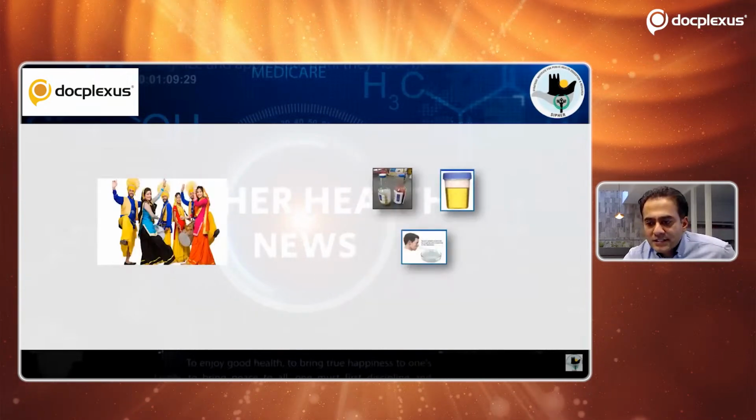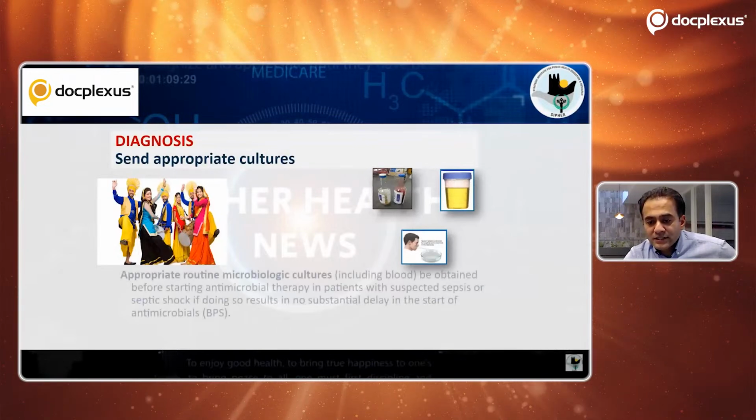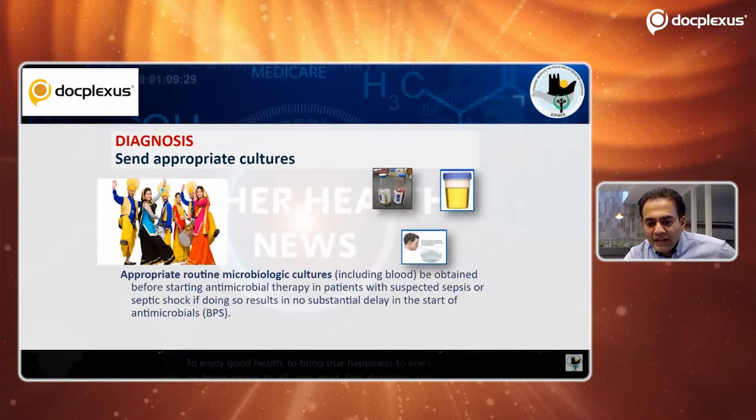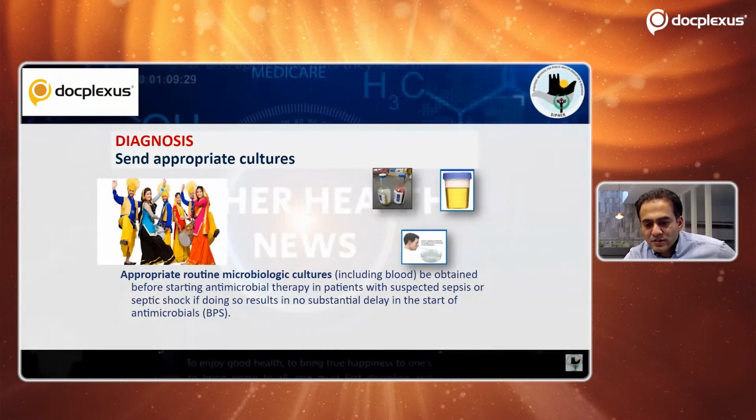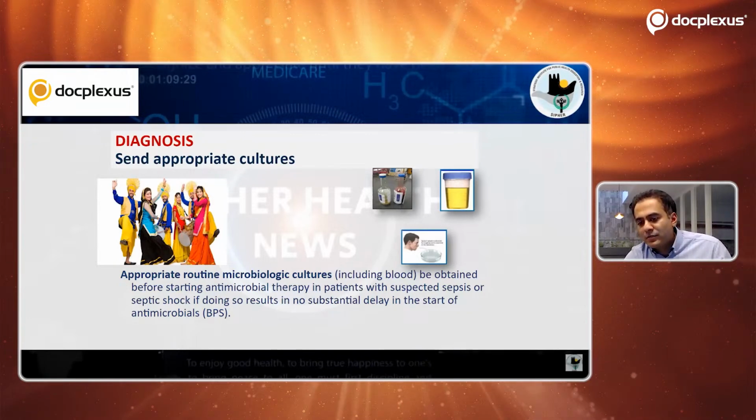So what about cultures? The patient is in sepsis. We need to send cultures of this patient, right? So we need to send appropriate cultures. By appropriate, we mean that they should be obtained before starting antimicrobial therapy in patients with suspected sepsis or septic shock, if doing so results in no substantial delay. We should understand that treatment should not be delayed just because we have to withdraw cultures. But the ideal scenario is to take cultures before starting antibiotics and from the appropriate sites.